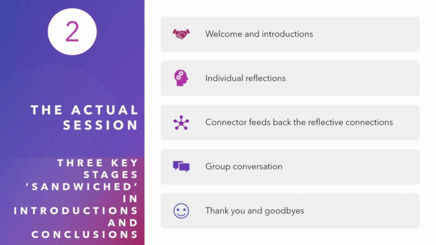So the connector feeds back their reflections on listening to the session and to those individual reflections. And that feedback will be, again, for 5 or 10 minutes, the same amount of time that each person has reflected. The key difference here is that the connector hasn't been able to prepare for their individual reflection because they've just listened to everybody's reflections and then they give their feedback on those reflections. That's followed by a group conversation.